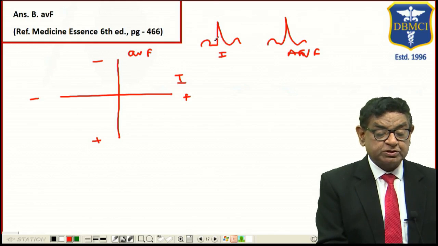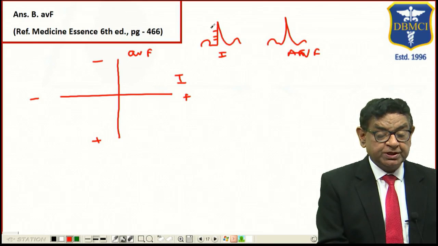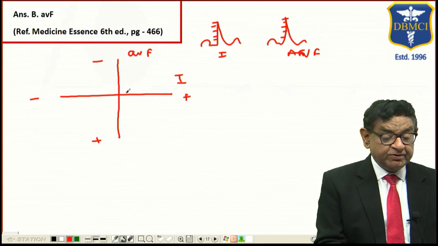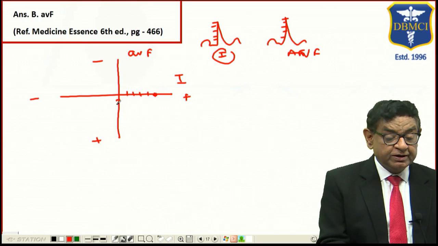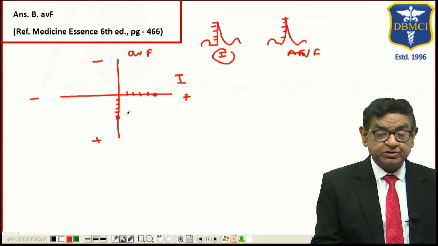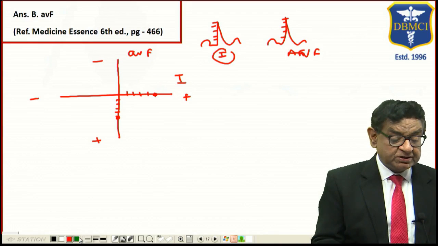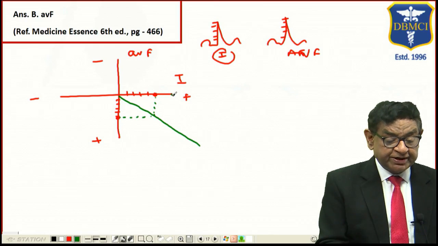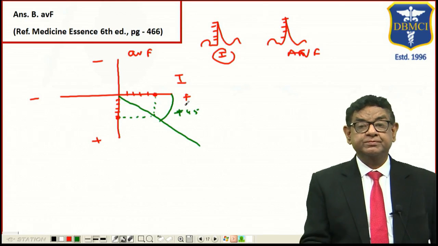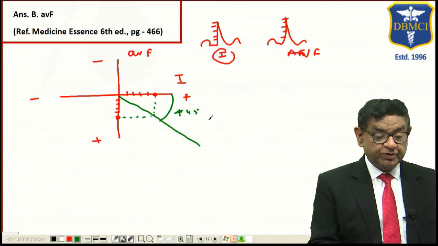Let me see how many small squares. 1, 2, 3, 4, 5. So 5 positive for L1, and 5 positive for AVF. This is how we calculate the axis. Axis is always calculated from this place. This is plus 45. Got it? Let me give you one more example.